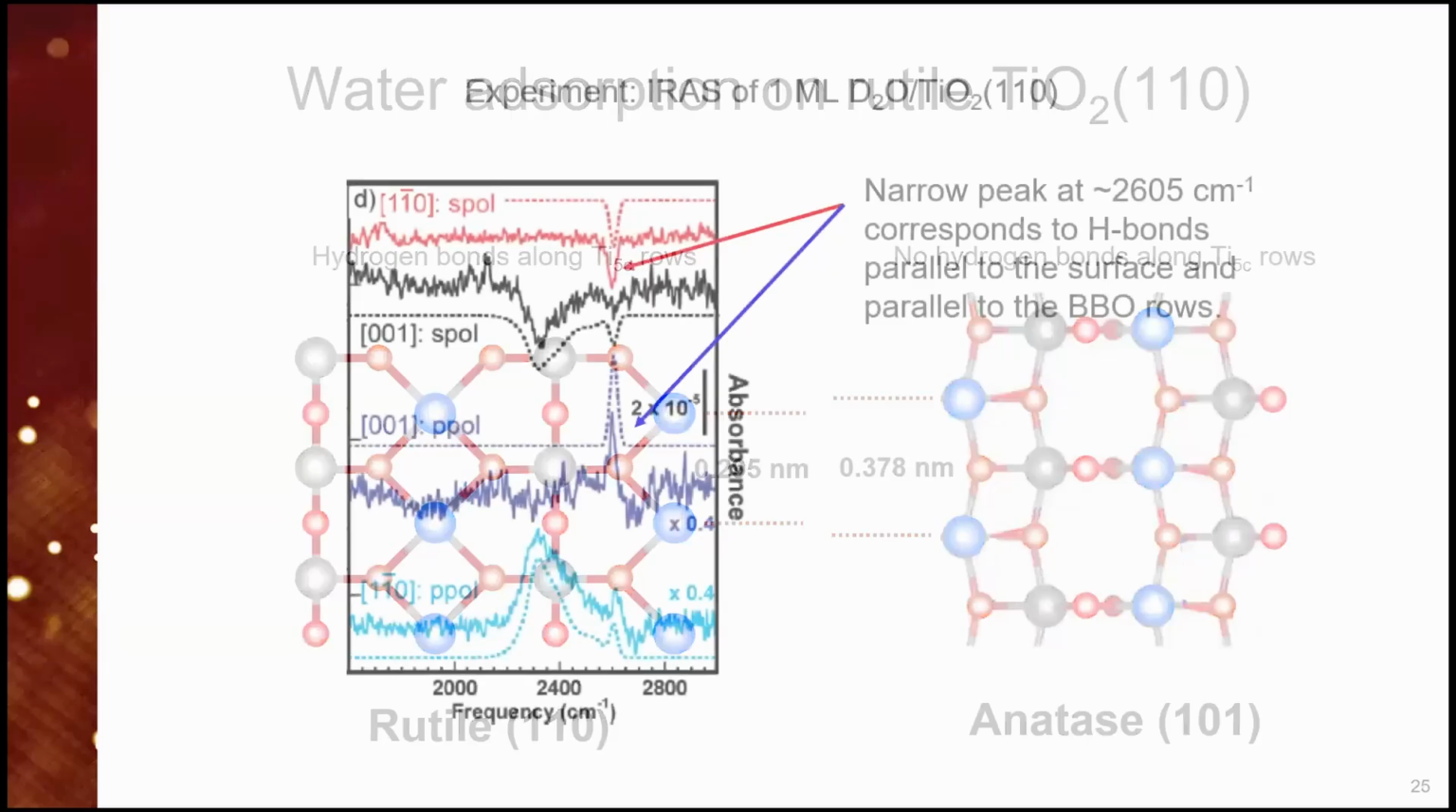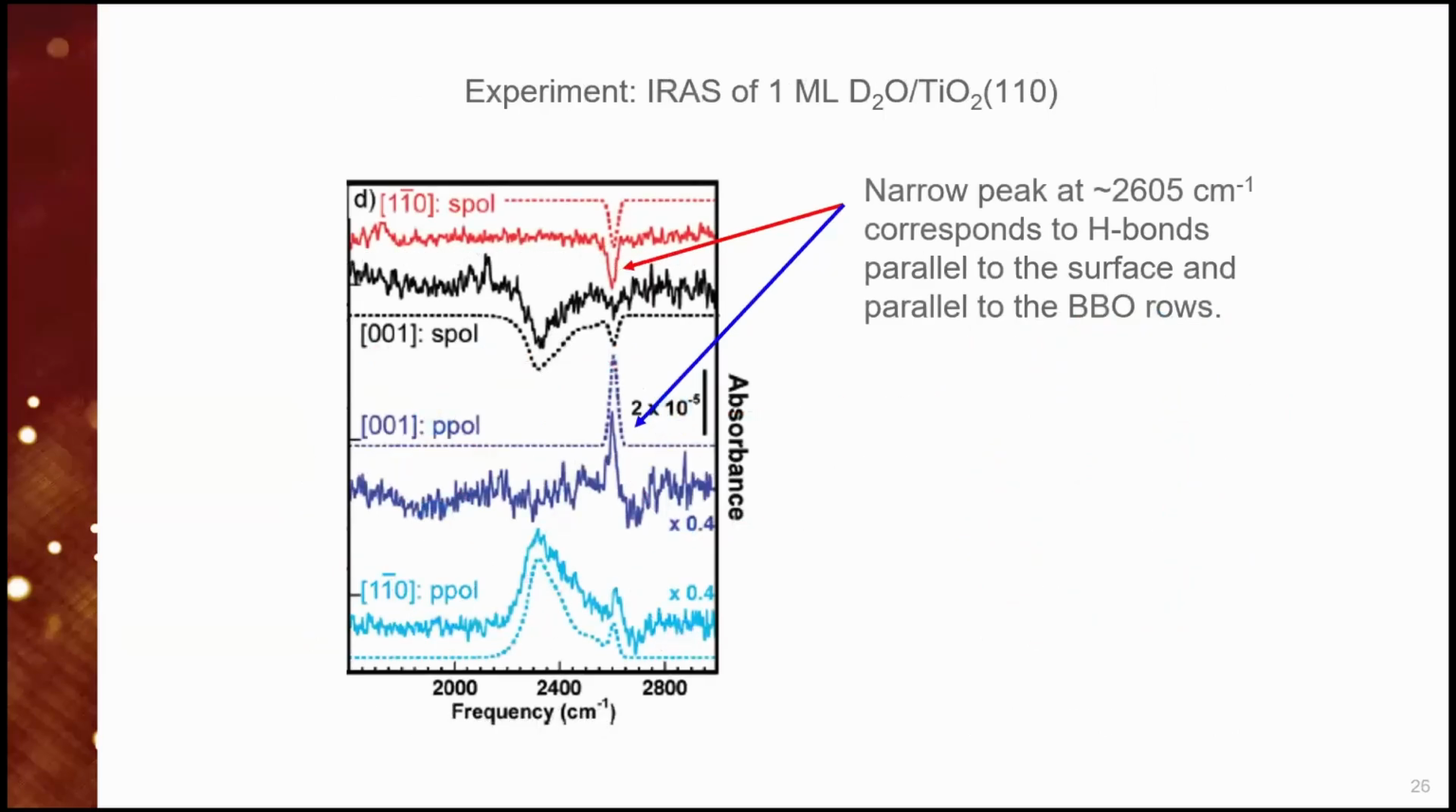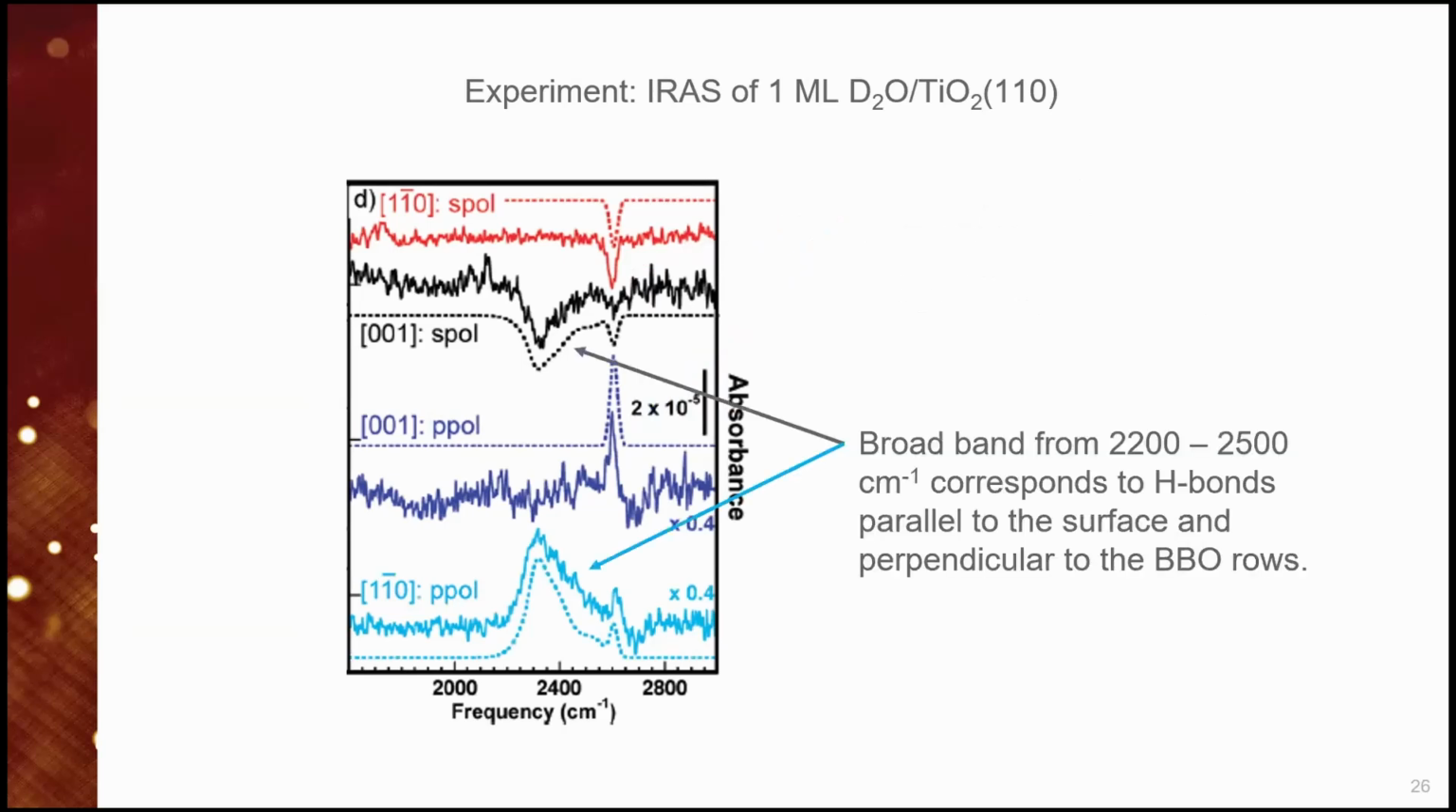It's really quite different. So this is some earlier data from 2012. It's the same thing. I'm showing you 1 monolayer of D2O, now on rutile 110, 4 spectra: S polarized and P polarized, along the rows and across the rows. I didn't do as much averaging on this data as on the ones we showed you for the anatase. But basically, there's a peak here at high frequencies that corresponds to hydrogen bonds along the row. There's a little bit stronger bonds that are hydrogen bonds across the row.